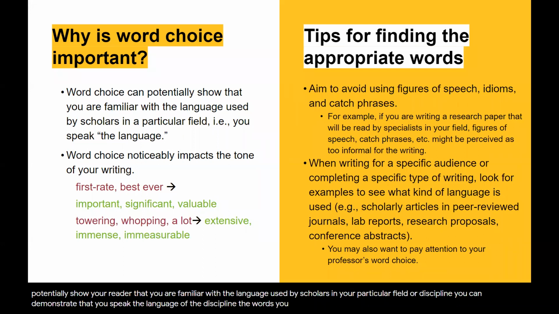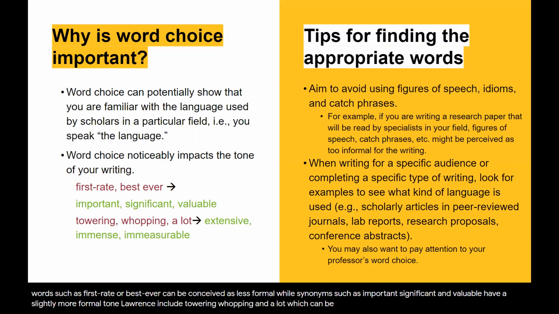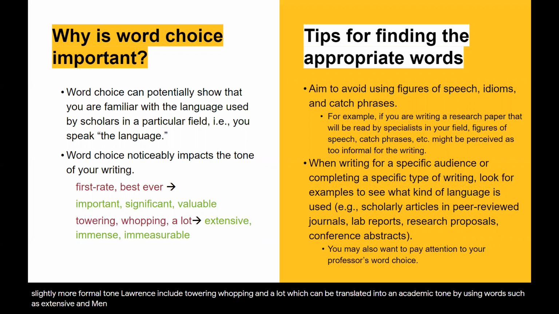The words you use can noticeably impact the tone of your writing. For example, words such as first rate or best ever can be conceived as less formal, while synonyms such as important, significant, and valuable have a slightly more formal tone. Another example of informal words include towering, whopping, and a lot, which can be translated into an academic tone by using words such as extensive, immense, and immeasurable.